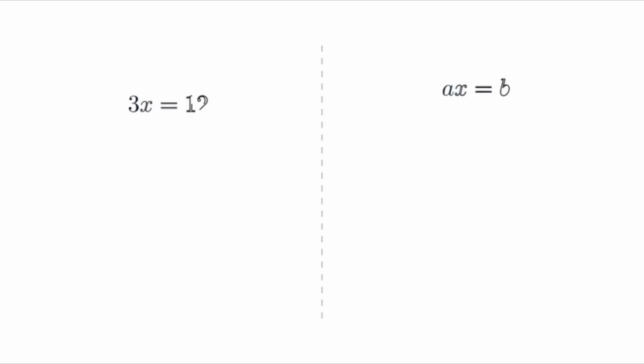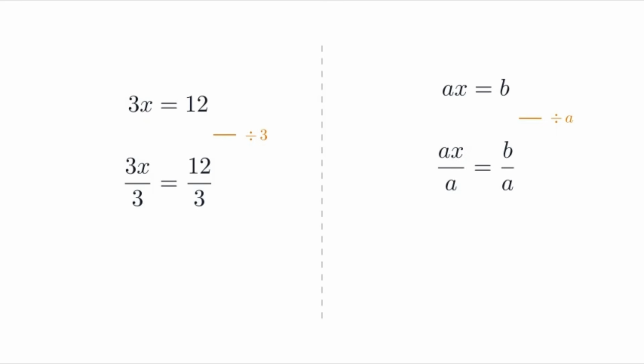Here's the reassuring part. On the left, a number problem. On the right, the same problem in letters. To free x from a 3, you divide by 3. To free x from an a, you divide by a. Identical move. The only difference is that the answer stops being a number and becomes a formula.